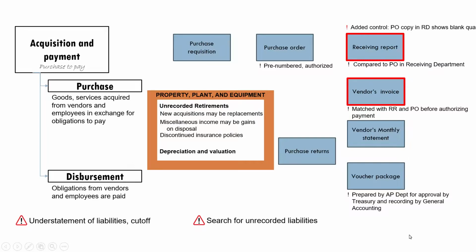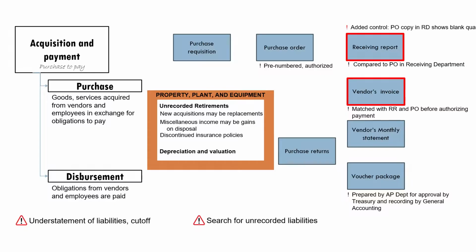Also, be on the lookout for miscellaneous income accounts, as these might refer to proceeds of disposals of assets which have not been correctly recorded. So maybe the company received cash as proceeds, and so they are sure to debit cash, but they don't know what to credit. They don't know how to de-recognize the assets, and so they said, okay, let's just put it under miscellaneous income. So be on the lookout for miscellaneous income or sundry income accounts. And be on the lookout as well for discontinued insurance policies. Maybe the insurance policies have been discontinued because the asset is no longer there.